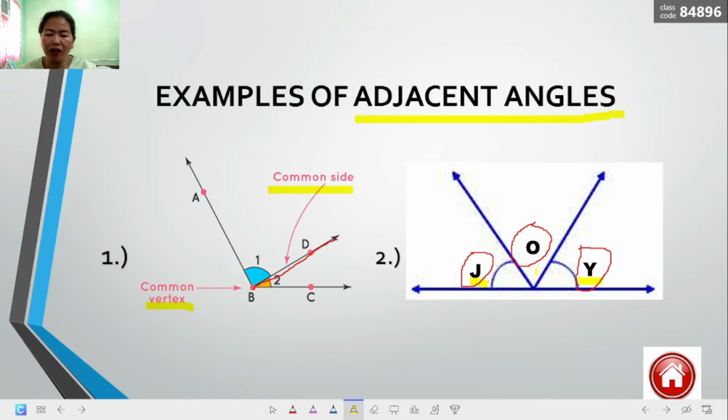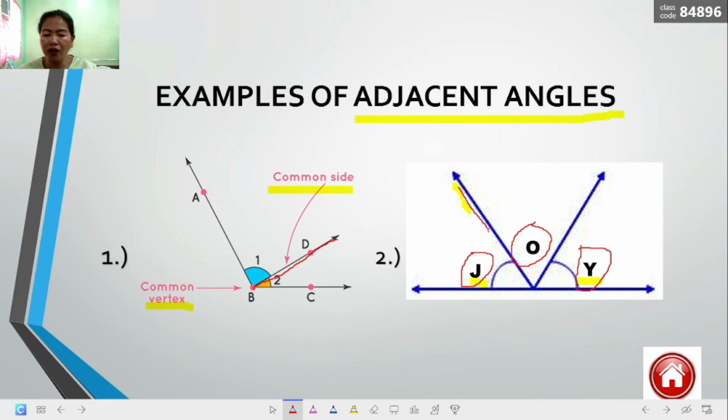So therefore, angle J and angle Y are not adjacent, while angle J and angle O are adjacent angles, and at the same time, angle O and angle Y are another adjacent angles, because angle J and angle O are considered to be adjacent angles because they share a common side. So we have here this side here.